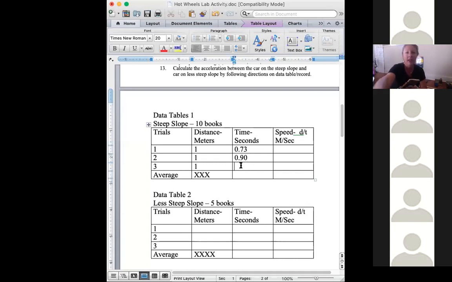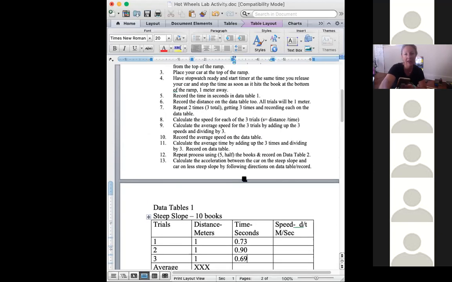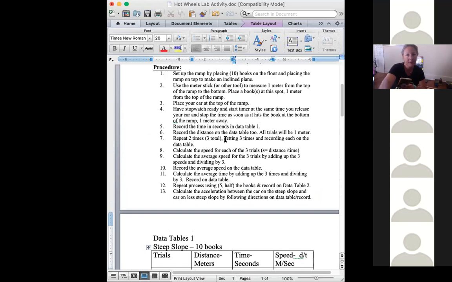Okay. All right. So 0.69. Now, what you guys are going to do is you need to find your average time, and then we need to calculate speed. So while I am setting up the next slope and decreasing the slope, I want you guys to use your calculators to calculate average time and your speed. I have this on your sheet. Calculating your speed right here was number 8. You do this by using distance divided by time.